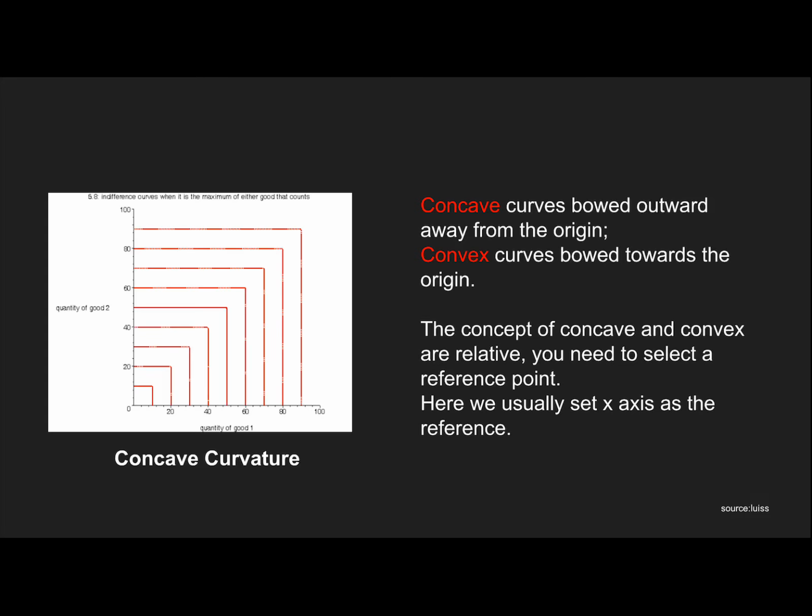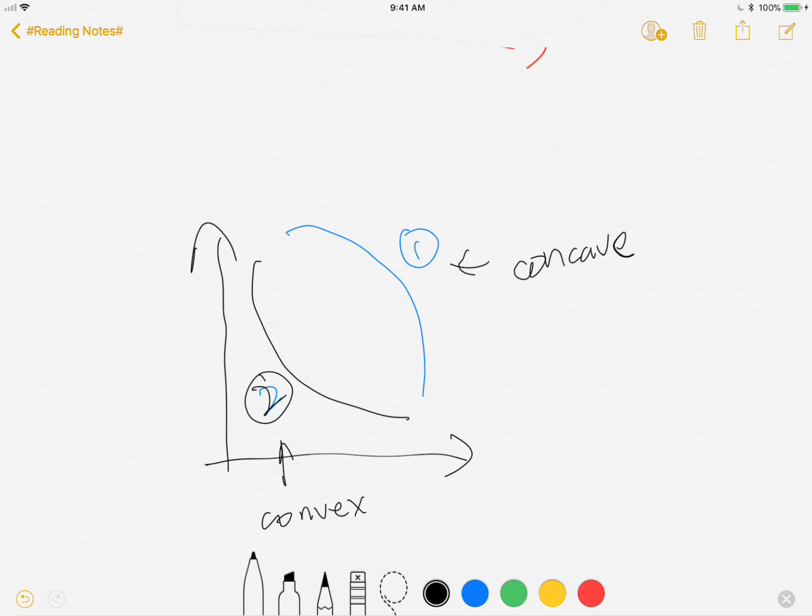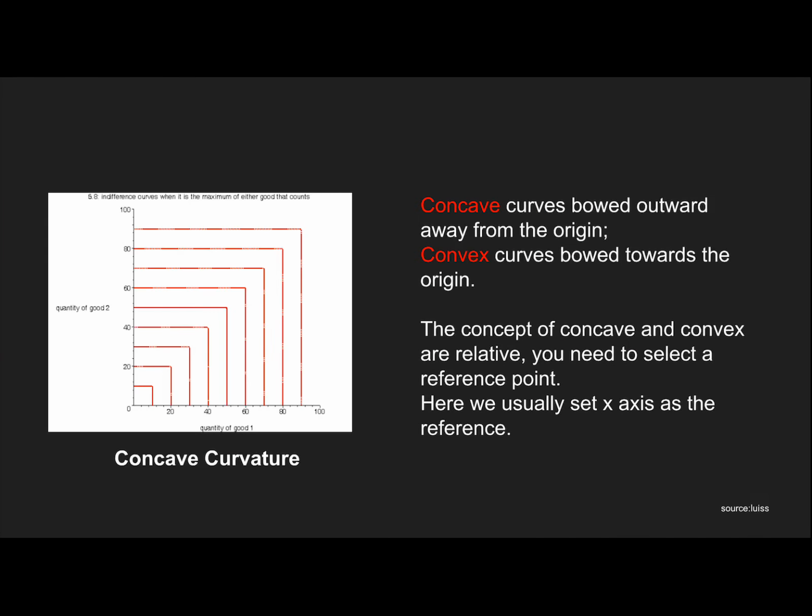And what I want to clarify here is the concept of concave and convex are relative. You can see, if this is concave, this is convex. What if we just rotate the graph, and then the convex line can be concave, and the concave line can be convex. That means we have to set a reference before we talk about concave and convex.